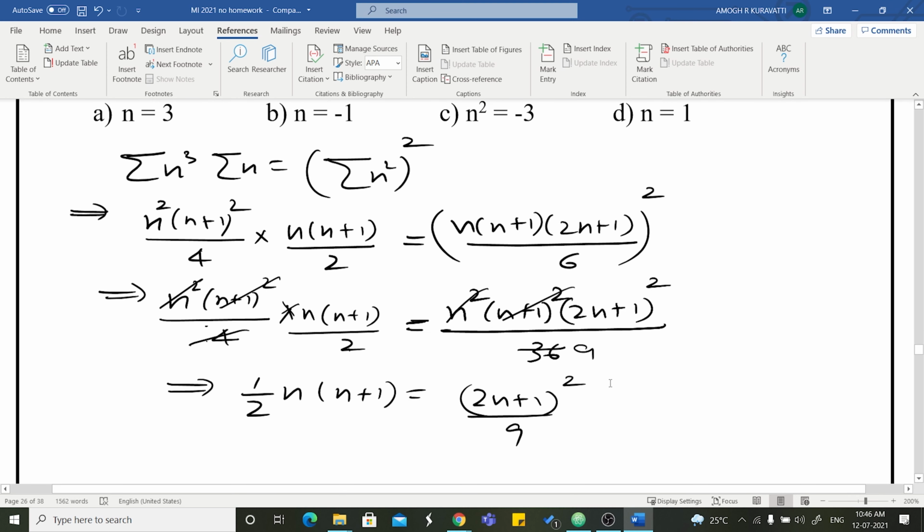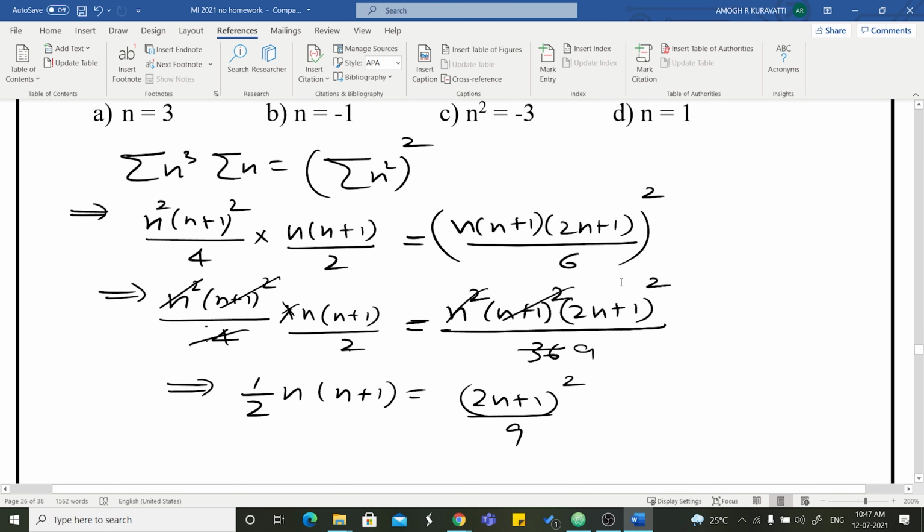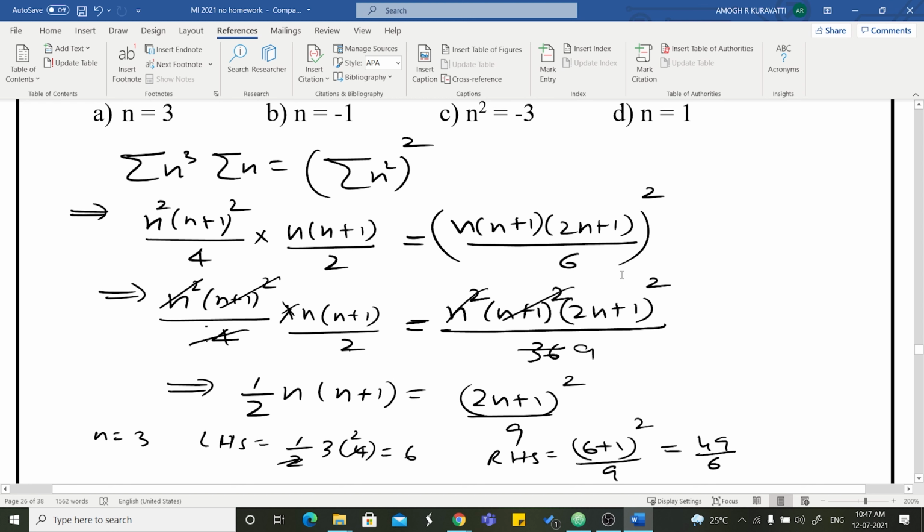Check it. Substitute n is equal to 3; does LHS equal RHS? Put n is 3. So LHS: 1 by 2 into 3 into 3 plus 1, 4. 2 ones are 2, 2 threes are 6. RHS: n value 3. 2 into 3 is 6, plus 1, whole power 2 by 9. 7 square is 49 by 9. No, for n is 3, LHS is not equal to RHS.